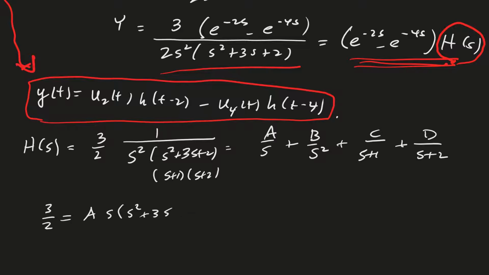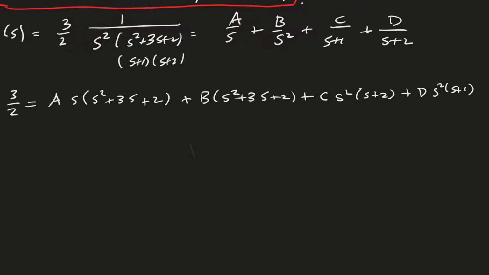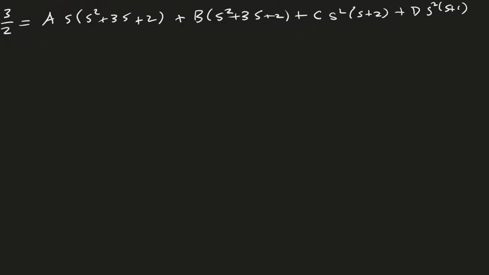Let's see if I can write nicely, because we're going to have lots of algebra here. So B, the s squareds will cancel, and I'll just be left with my polynomial, 3s plus 2, plus C, and now the s plus 1 cancels, so I'll be left with s squared times s plus 2, plus D, and that will be s squared times s plus 1. Good. Now I need to solve for A, B, C, and D. But actually it's not as bad as it looks.